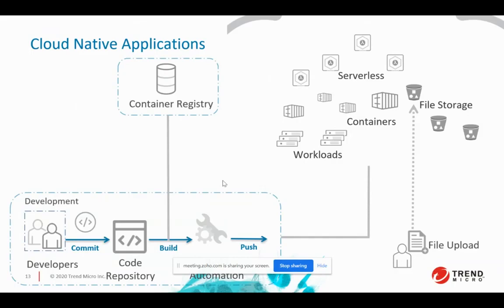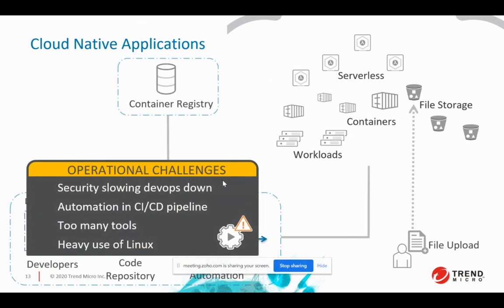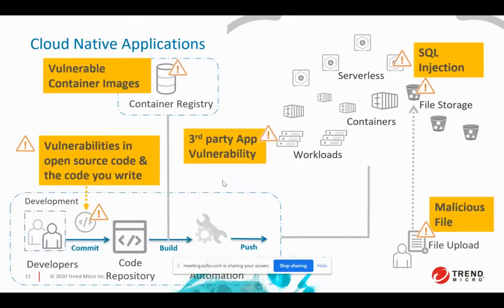And the container registry is there. Then there are some operational challenges related to cloud native applications: security slowing DevOps down, automation in the CI/CD pipeline, too many tools, heavy use of Linux. These are all some challenges. And SQL injection may happen, or malicious file upload into file storage services, like AWS and Azure have lots of file storage services like S3 bucket, Blob, and lots of things.